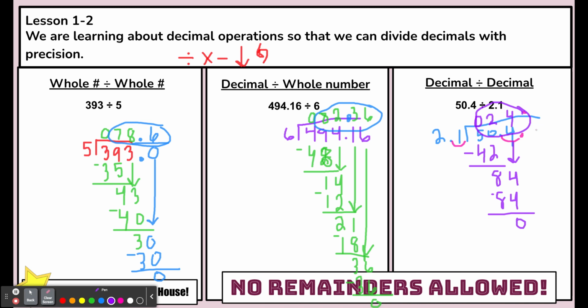So the things you need to take away from this are the first number always goes inside the house. No remainders allowed. And if you need to bring something down to keep going with your long division, you have to make sure you add in extra zeros. Sometimes you have to draw that decimal point in, okay? And no decimals allowed on the outside. There's a lot to remember with dividing decimals, but we are going to practice. All right, let's get to that practicing.